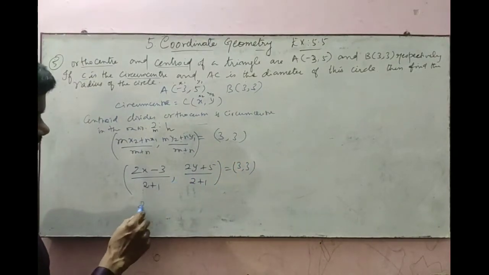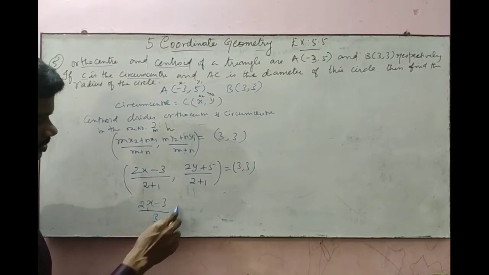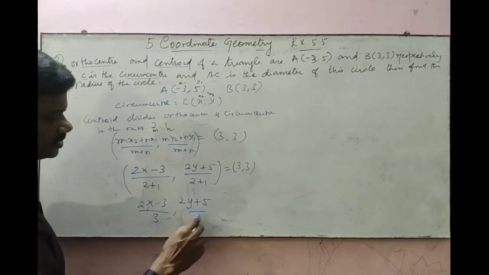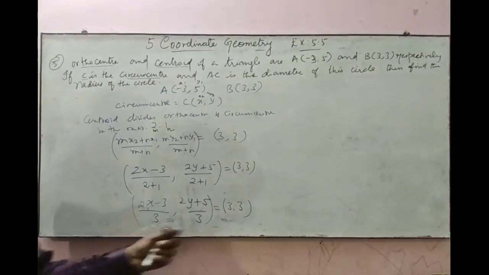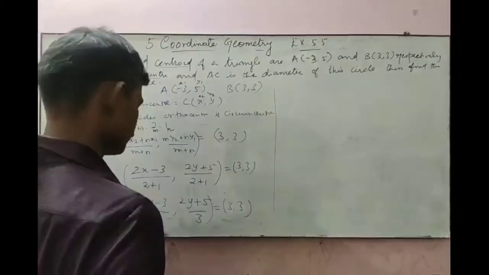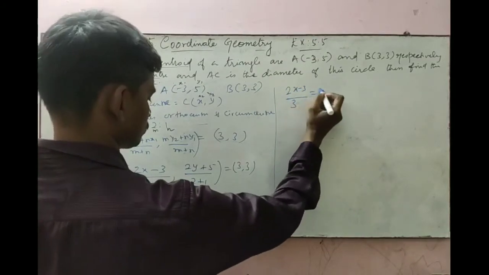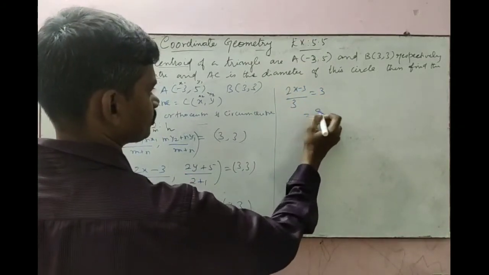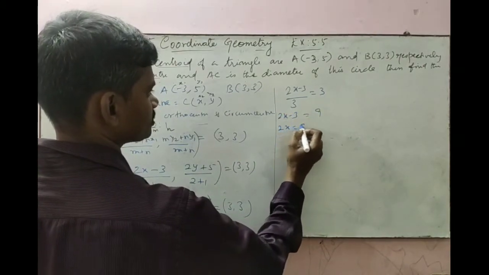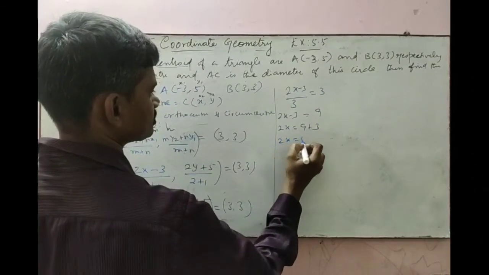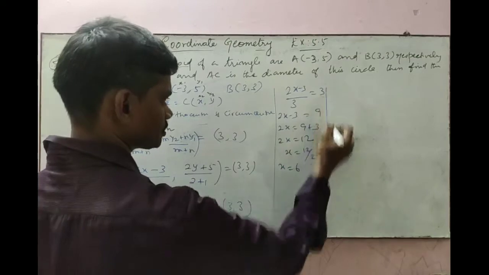Now equating these two, first you simplify this. 2 plus 1 gives 3. Here 2y plus 5 by 3 equal to 3 comma 3. Then equating the x and y coordinates, you will get the value of x and y. So that is 2x minus 3 by 3 equal to 3. If you cross multiply here, you will get 3. 2x minus 3 equal to 9. 2x is equal to 9 plus 3. 2x is equal to 12. X is equal to 12 by 2. So x is equal to 6.